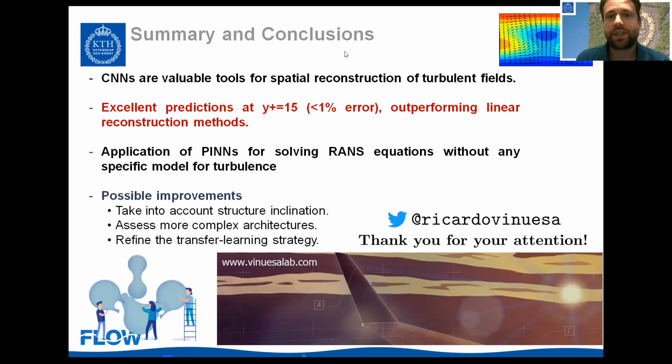I saw a question in the chat about a Git repository. We have the article in a review process, so when it's published, we will make the Git open. But if you're interested in collaborating or you want to interact with us, I think there's no problem, Hamidreza, to share the repository and work together. We are very happy to collaborate and to share all the codes.